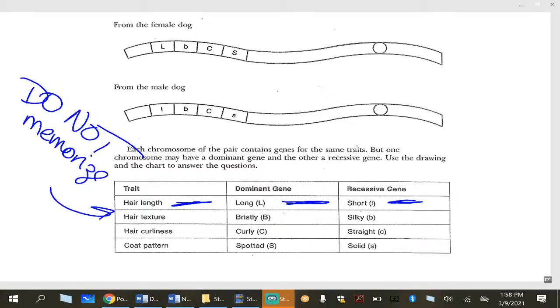Capital's always the dominant. Look, all capitals, always under the dominant, right? All lowercase, always under the recessive. Whatever you think. I'm not going to tell you. I'm not going to help you. I'm not going to answer your question. We'll see.